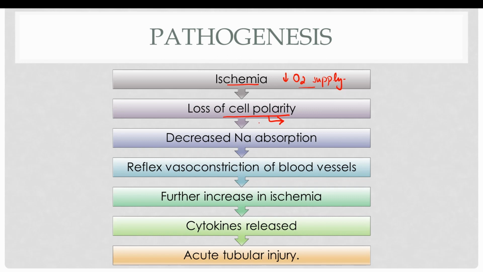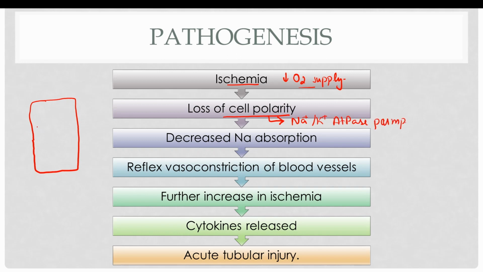For example, a neuron is specialized to conduct impulses. A red blood cell is specialized to carry oxygen, and neutrophils are specialized to fight infections. Likewise, the tubular epithelial cells lose their polarity, and as a result, there is redistribution of the sodium-potassium ATPase pump.